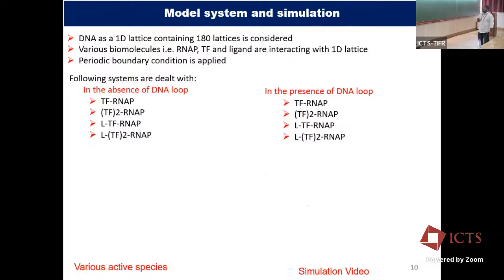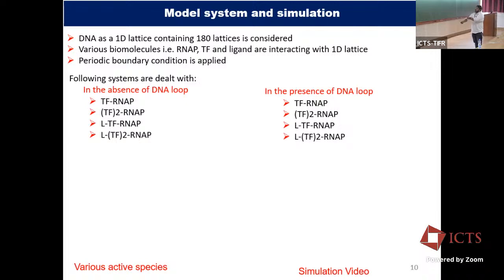So now we consider 180 lattices. Why 180? Because we varied, starting from 18, up to 1800. But what we figured out is that 180 lattices works best for us. So that's why we considered 180 lattices. And like I said, various biomolecules are interacting with 1D lattices, and we have considered periodic boundary conditions. Why? To remove edge effects.